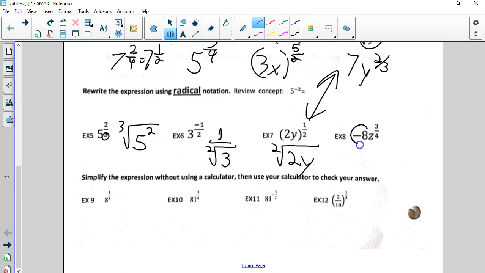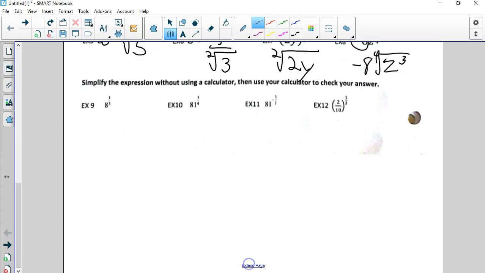Now, this -8, forget about that negative. That does not mean we're flipping it. The negative is with the 8. Do the z separately. z to the 3/4. Right? And then just -8 on the outside. Now, if this -8z was in parentheses, then the -8 would have gone underneath the radical, but again, it has nothing to do with flipping it because it is not a negative exponent.